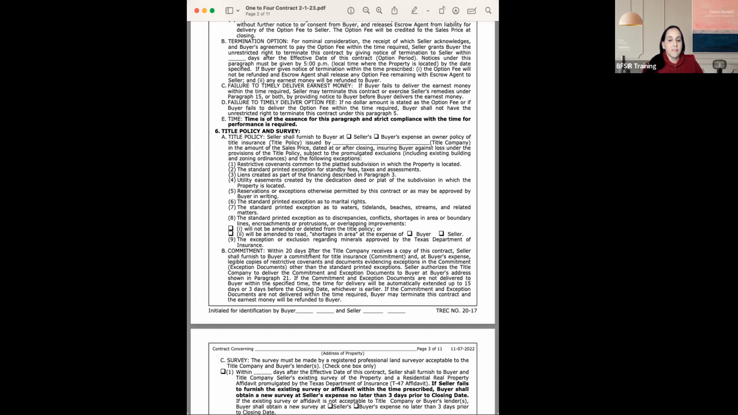So there's a standard exception that says that the title company is not going to cover discrepancies or conflicts, shortages in area or boundary lines, encroachments, et cetera. The title company is saying up front, we don't cover that. If the buyer wants coverage for that, then you say, yes, we're going to check this box. We do want it to be amended to read shortages in area only. So that's the only thing then that the title company won't cover, and they will cover the rest of these things if you pay for this additional endorsement. Does that make sense? Yes.